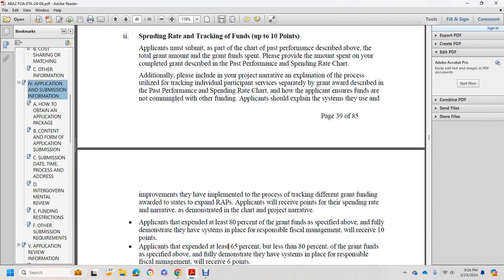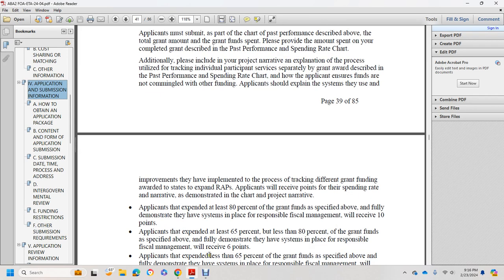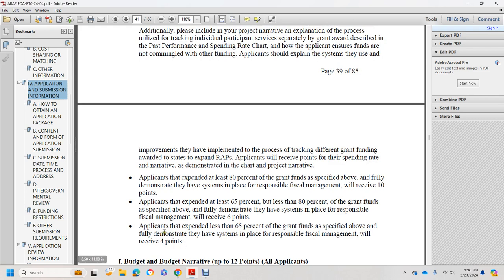Applicants that have expended at least 65% but less than 80% of the grant funds specified above and fully demonstrate they have systems in place for responsible financial management will receive 6 points. Applicants that have expended less than 65% of the grant funds specified above, and fully demonstrate they have systems in place for responsible financial management, will receive 4 points.